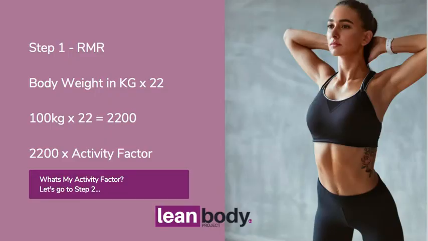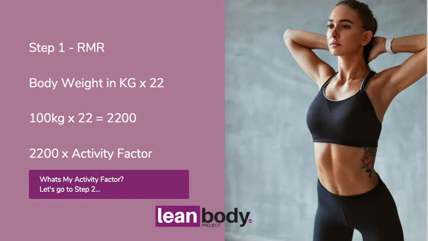So the first thing's first, you're going to need to work out your resting metabolic rate. Your resting metabolic rate is basically what you would burn if you were to just lie in bed all day, 24/7, without doing much, basically just breathing. So it's body weight in kilos times by 22. If you're a 100 kilo person, just for easy figures, times that by 22 gives you 2,200 calories.